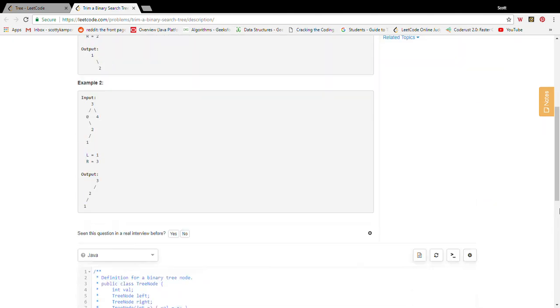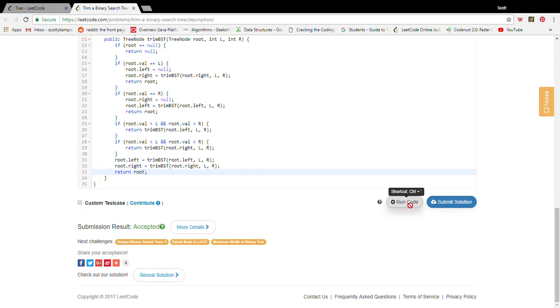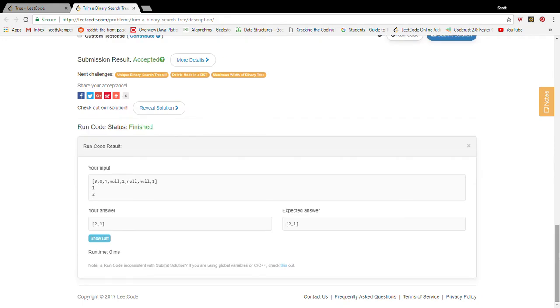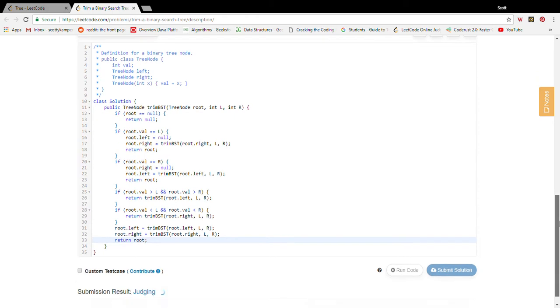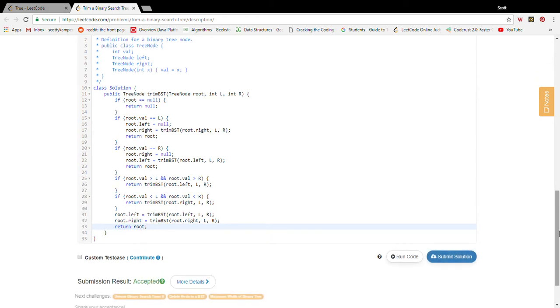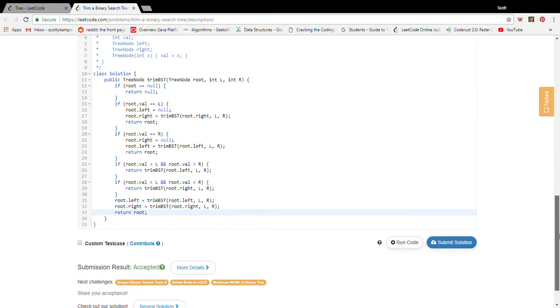Alright, let's give our code a run, see if we have any syntax errors, unknown errors, see if I'm still connected to the internet. Doesn't look like we are. Let's see, our answer is correct, matches up here. So let's submit the solution. Very nice. We got an accepted solution.